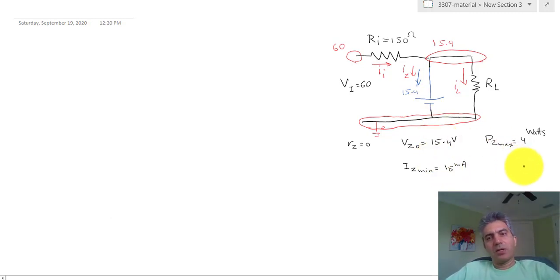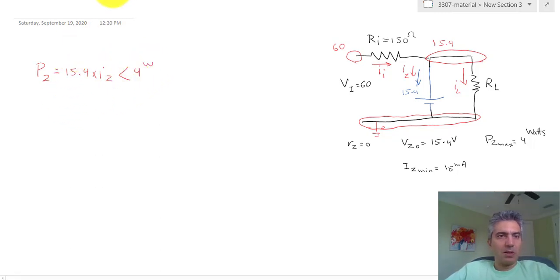But there's also a condition on how high the current could be, and that's the first thing that we need to realize in order to understand what the range of IL would be, and that comes from the maximum power. The power that is consumed in this Zener diode is the current multiplied by the voltage. So PZ is equal to the voltage, which is constant as long as it's on, 15.4 times IZ, and this has to always be less than 4 watts.